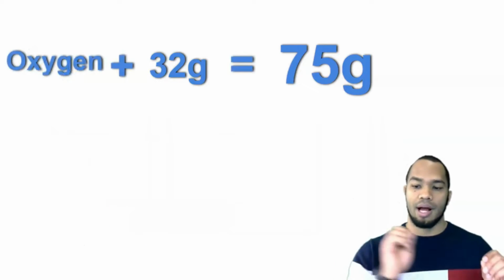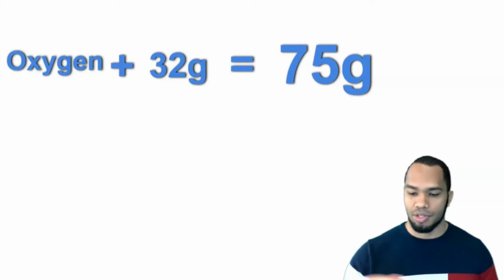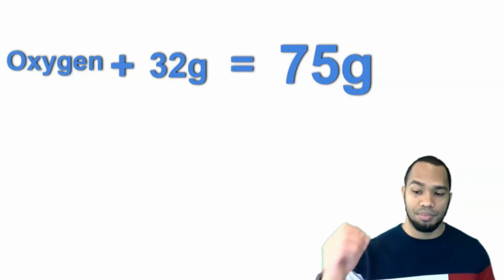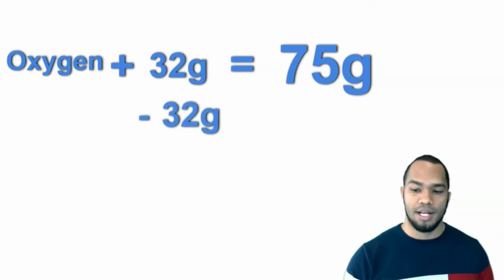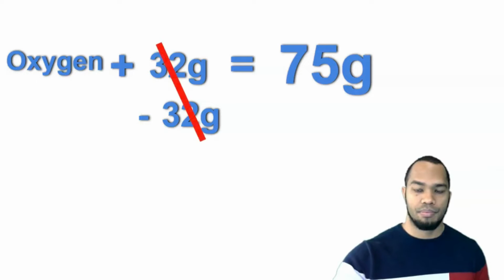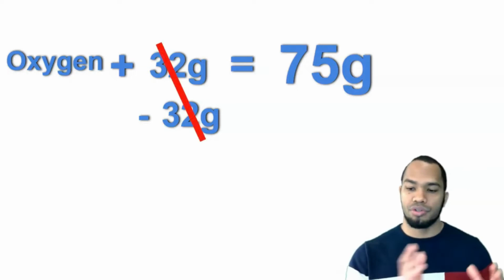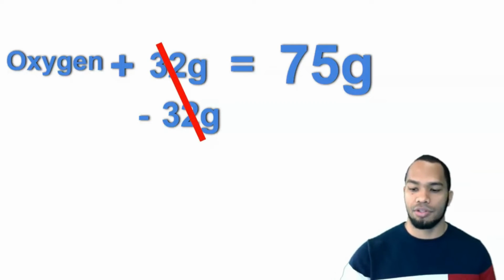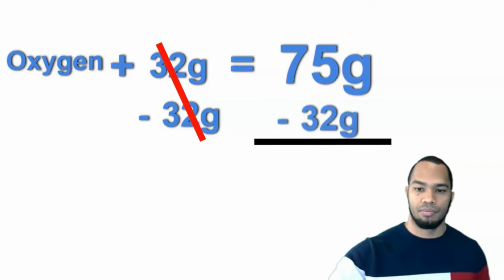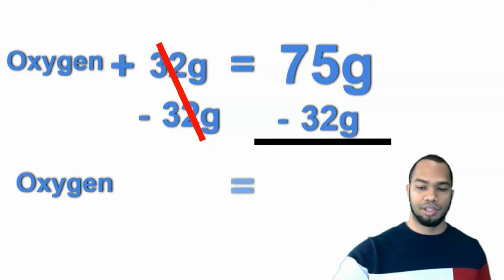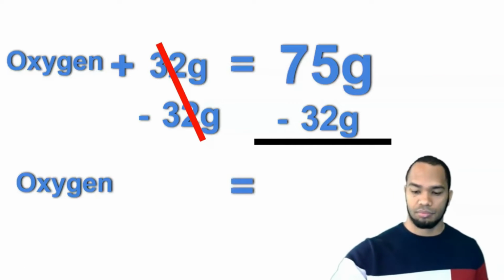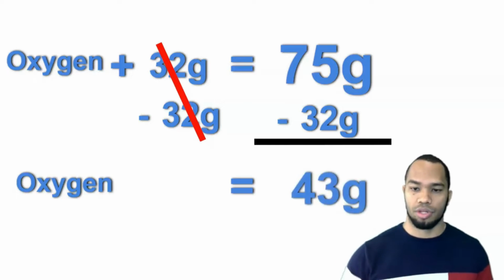So we want to figure out how many grams of oxygen we have. So we simply do the opposite operation. So we're going to subtract 32 grams. And whatever we do to one side of the equation, we have to do to the other side. So we're going to get 75 grams minus 32 grams. So oxygen is going to be equal to 43 grams.